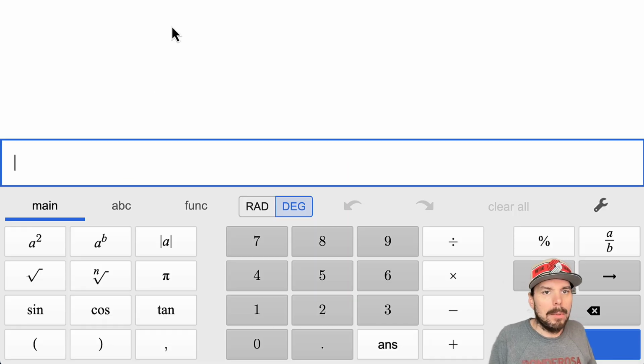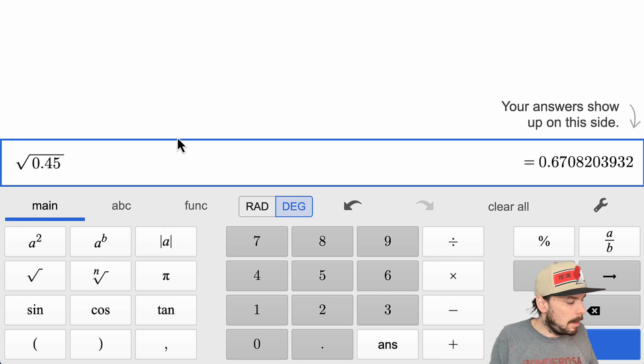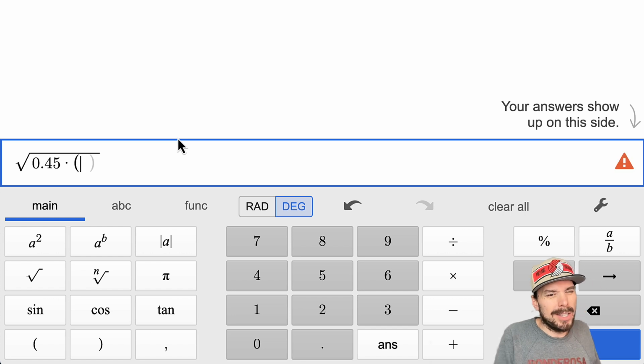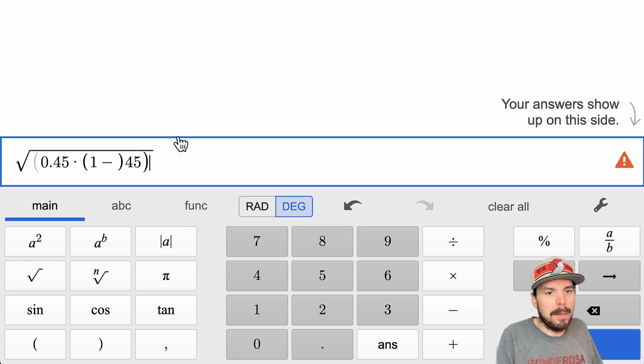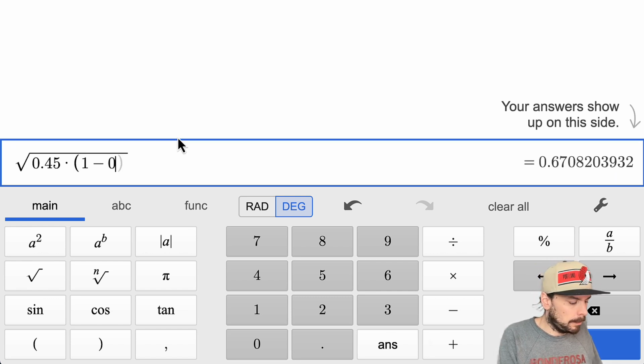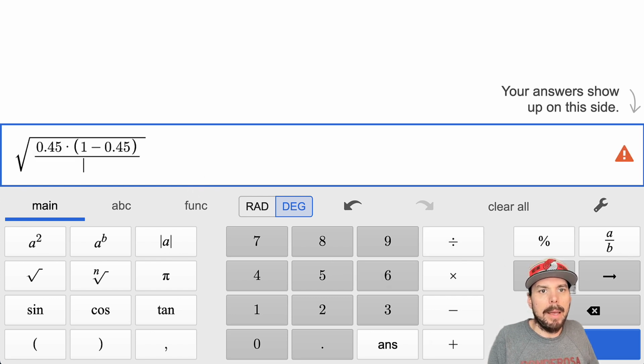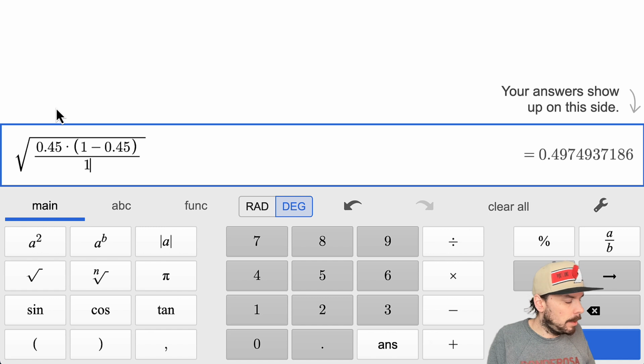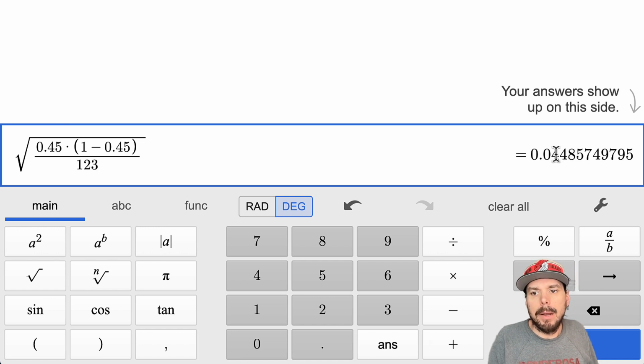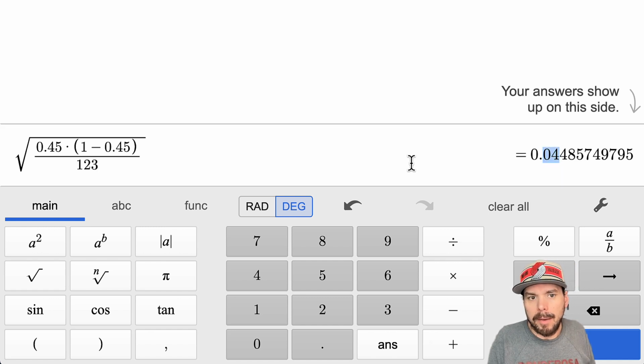So to do this problem, first I'm just going to build that standard error formula. That was square root of p times 1 minus p. So that's 45% and 55%. If you want to do 0.45 and 0.55, I'll type it in fully here, skipping the mental steps. So there's p times 1 minus p, and now I'll divide by n. Mine was 123, giving me a standard error of about 4 or 4.5%.